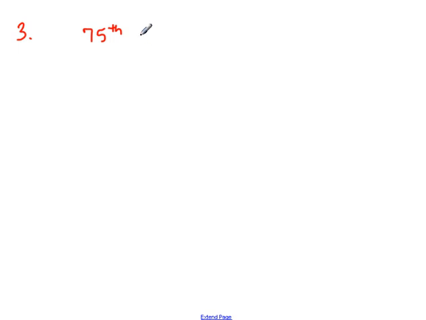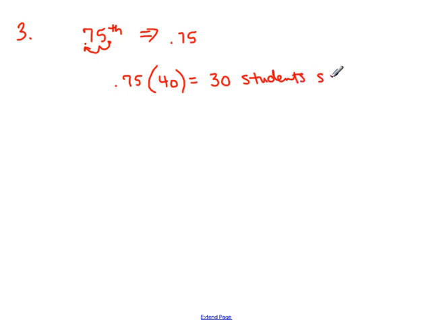So what we want to do is make that a decimal. So to do that, your decimal place is here after the 5. We move it 2 places to the left, and 0.75 is the decimal that represents 75th. Now you multiply that decimal times the total number of students, in this case 40, and you get that 30 students scored below Pam.